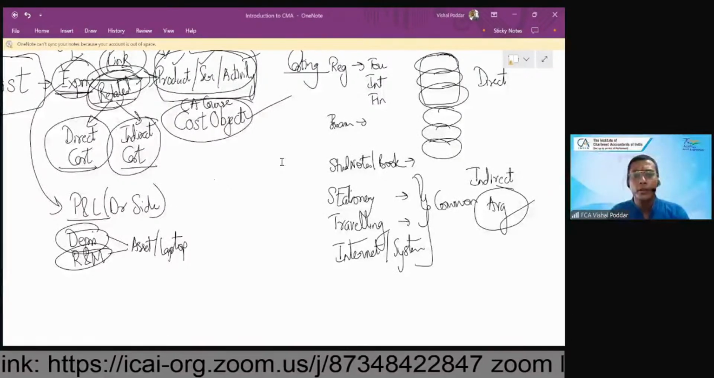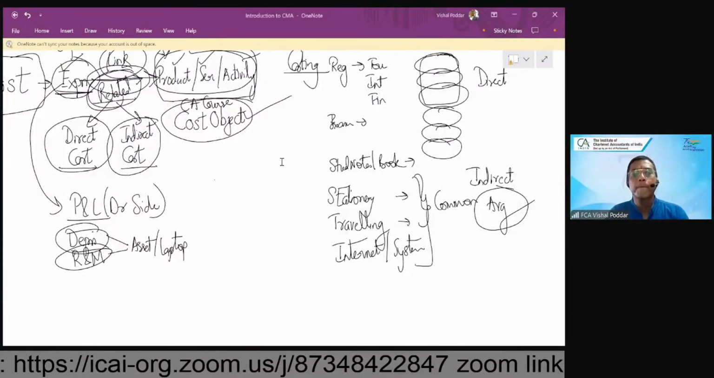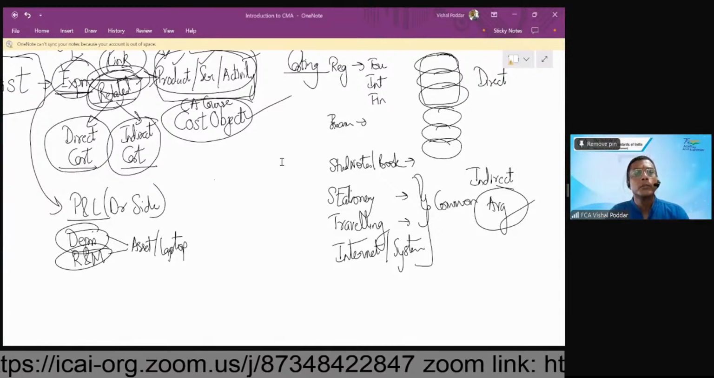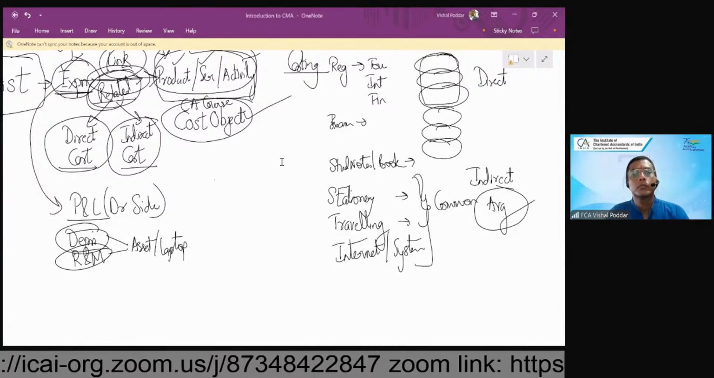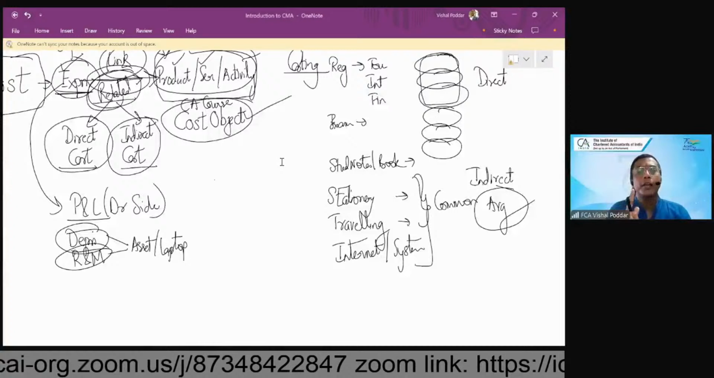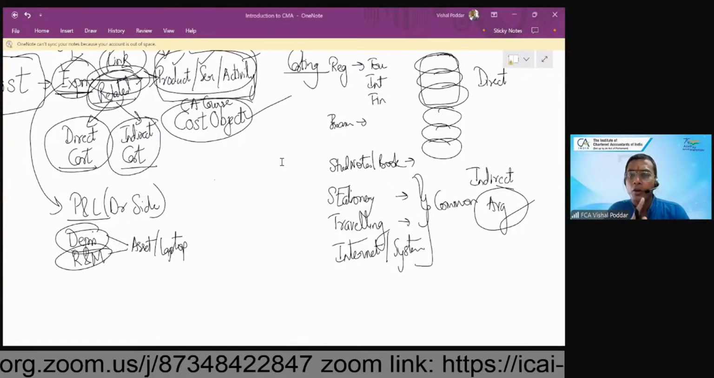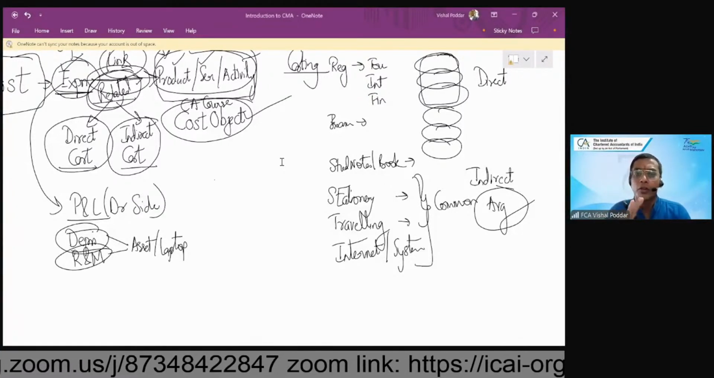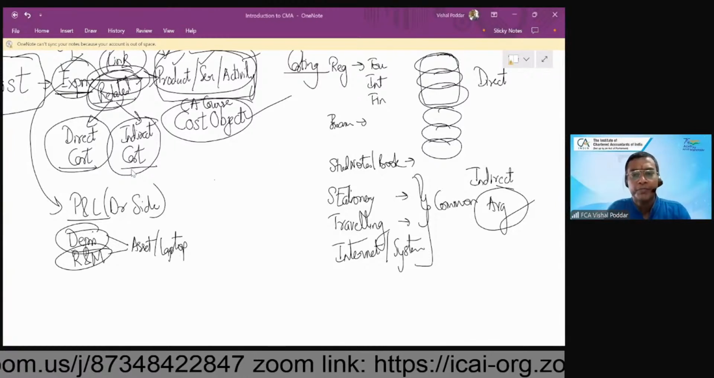Anybody else? Sir, in this case, the computer is a fixed cost. One second, let me correct you. It is not a fixed cost. Fixed cost is a concept which we are yet to discuss. So it is not fixed. It is a capital cost. Okay, go ahead.